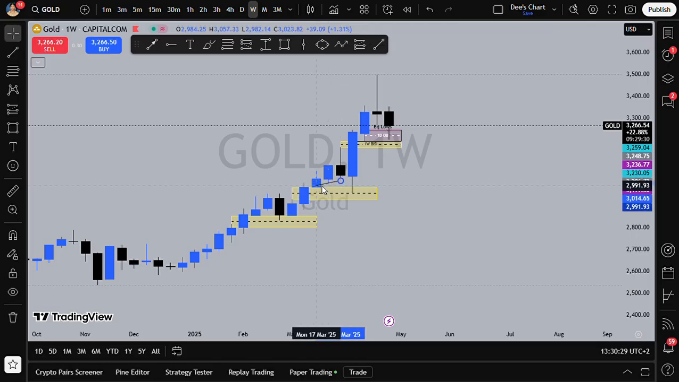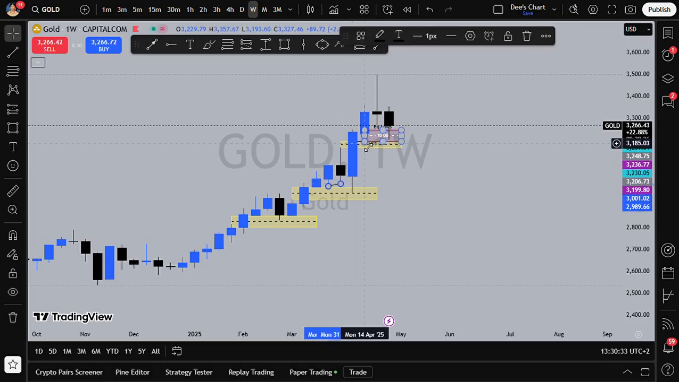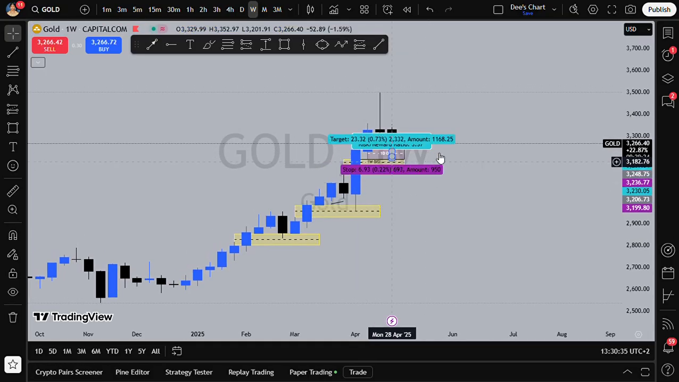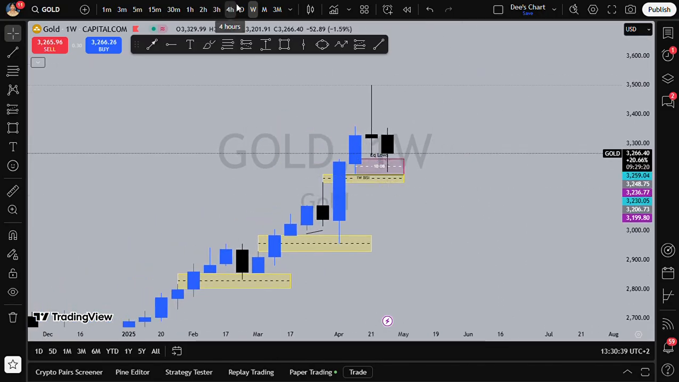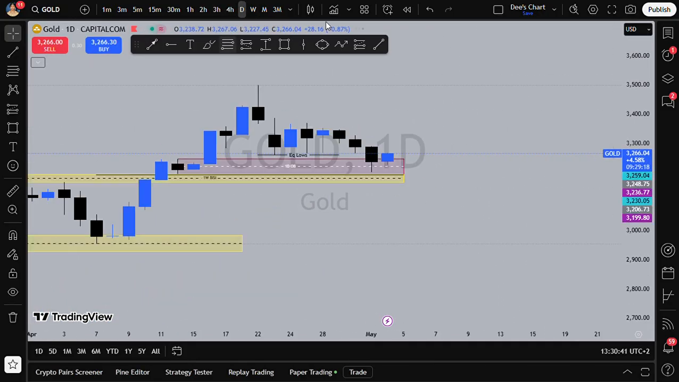So I'm anticipating more sales coming in so that we can take this weekly low right here and also rebalance and mitigate this unmitigated weekly buy side imbalance. So I'm looking at sales all the way. So let's just go back to the daily.